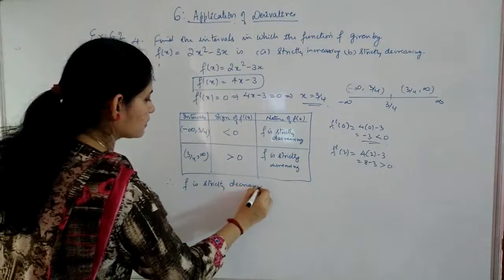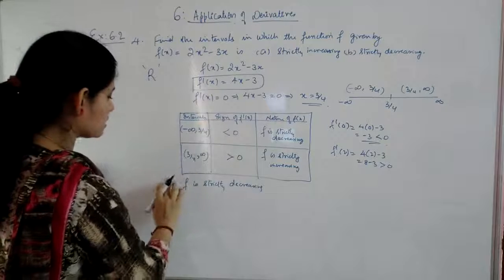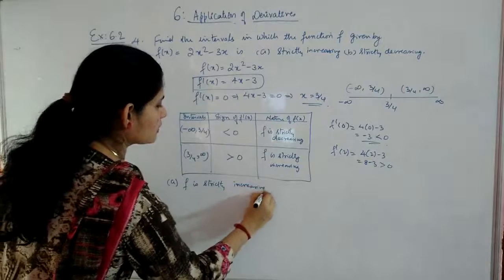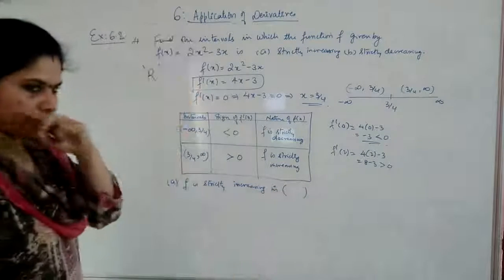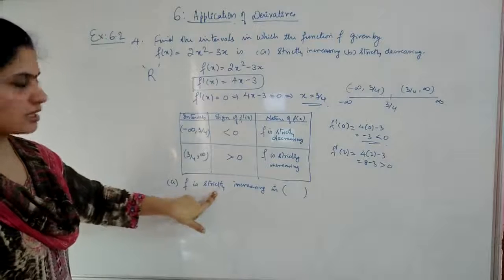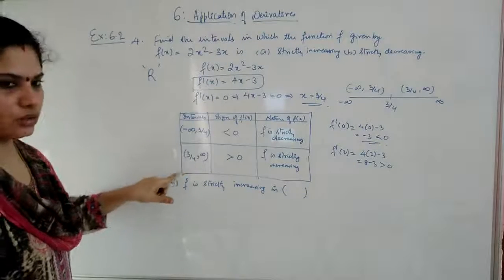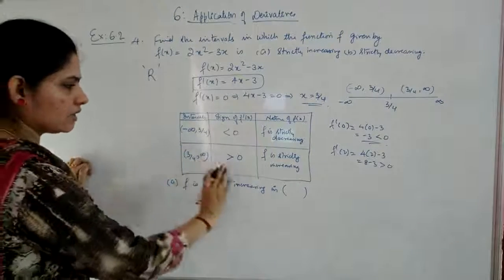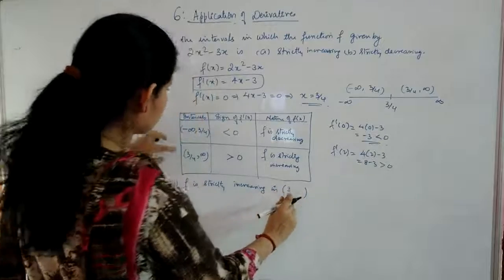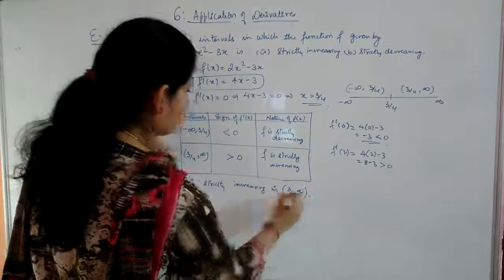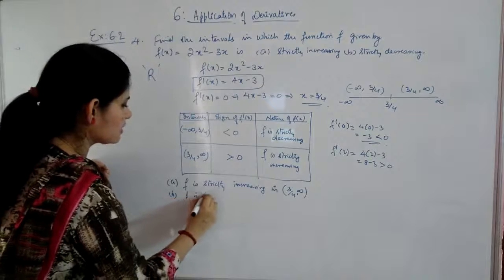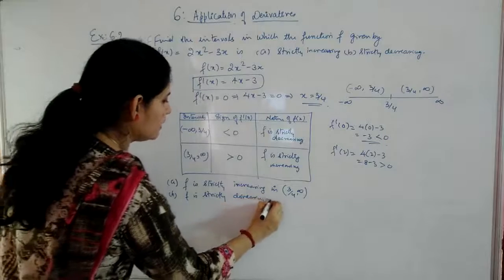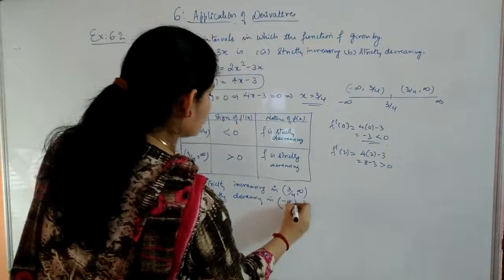Therefore, the conclusion you write: first part is increasing, so you write A. f is strictly increasing in the open interval 3 by 4 comma infinity. We have discussed that when strictly is there, you have to write it in the open interval, and if it was only increasing, you have to close it. The infinity part will not close. And f is strictly decreasing in the open interval minus infinity comma 3 by 4.